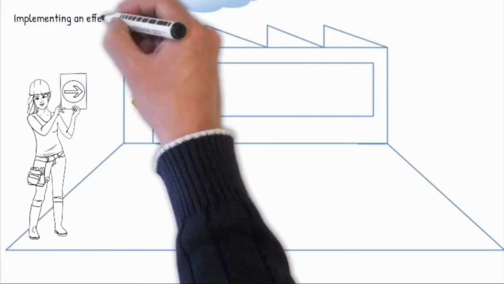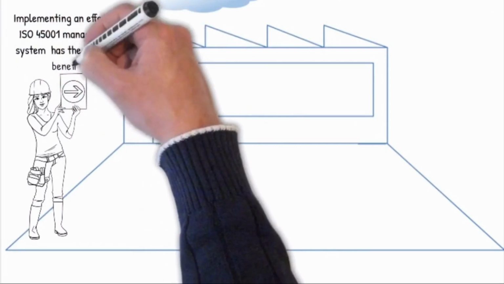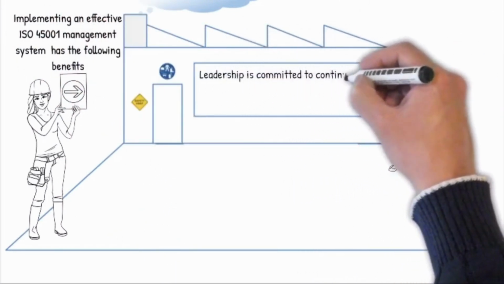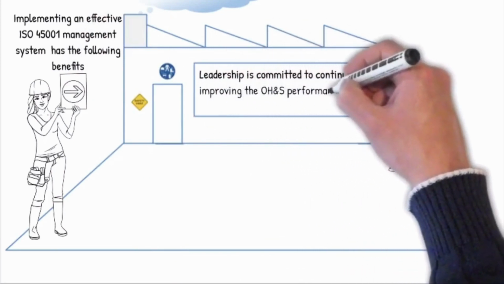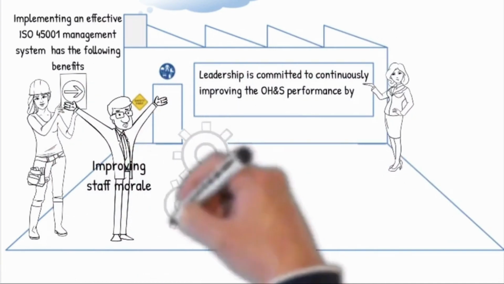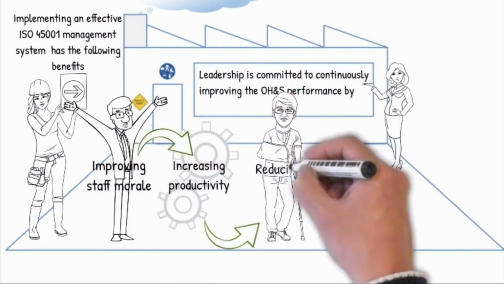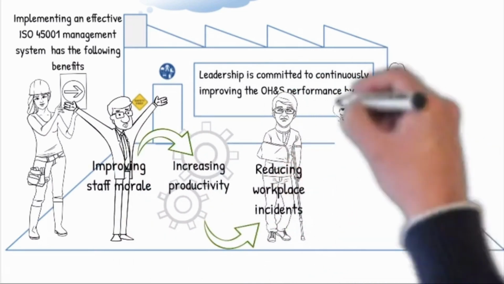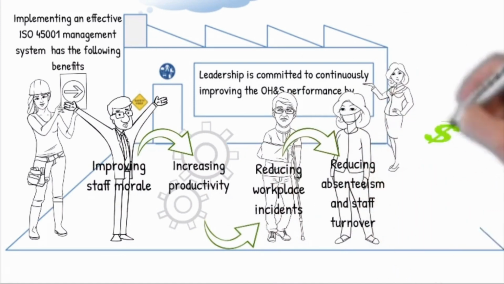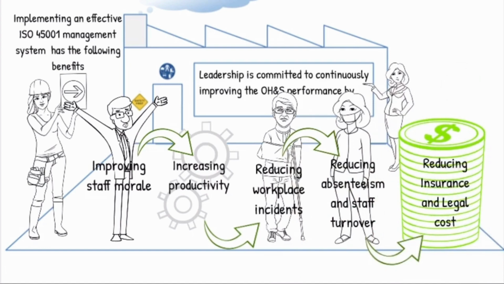Implementing an effective ISO 45001 management system has the following benefits. Leadership is committed to continuously improving the OH&S performance by improving the staff morale, increasing the productivity, reducing workplace incidents, reducing absenteeism and staff turnover, and reducing insurance cost and legal cost.